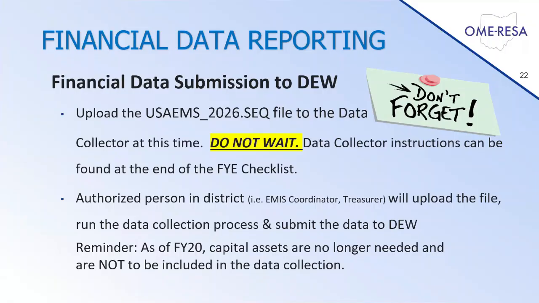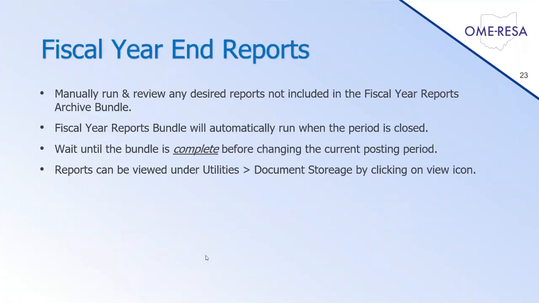The instructions are there for you to upload your file into the data collector. And then you can manually run and review your fiscal year end reports if you want. Otherwise, the bundle will be created and sent to your document storage. And again, you want to make sure the bundle is complete before you change the current posting period to July.